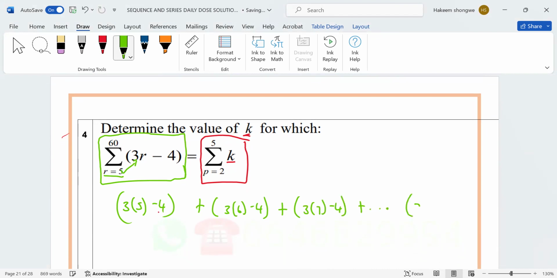And then after that, I will say it's 3 multiplied by 60 minus 4. This is the value that is going to give me the last term. And then here we get 11 again, plus 14 plus 17 plus 1, 2, 3. And then here we get 176.